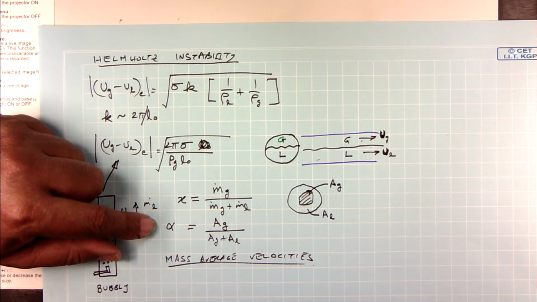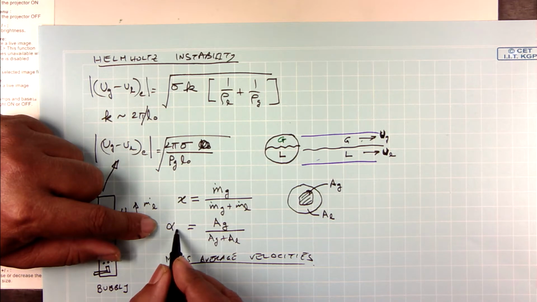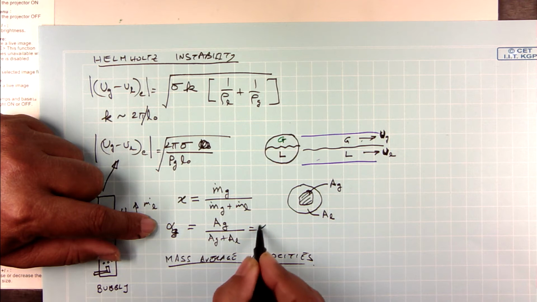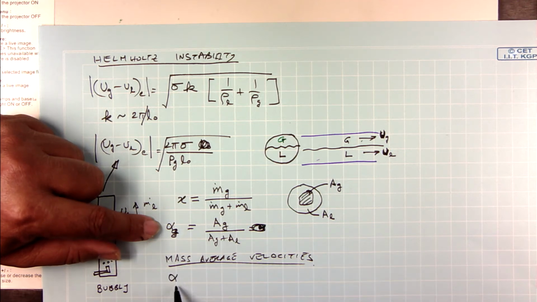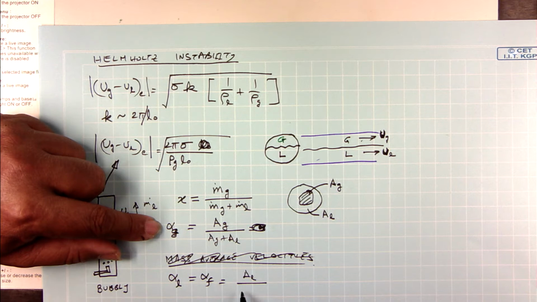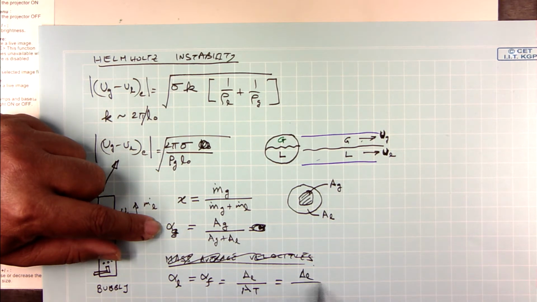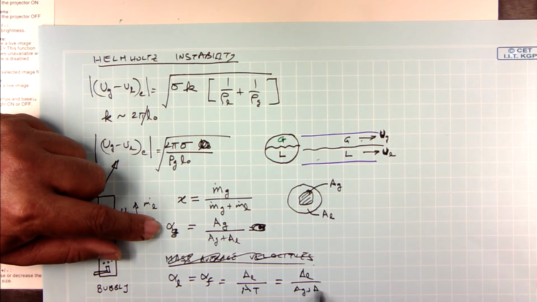Now, just like you have a vapor void fraction, which we can call alpha f or alpha g, you can also have something known as the liquid void fraction, alpha l. I will come to the mass averaged velocities a little later. The liquid void fraction is defined as the area occupied by the liquid divided by the total area.